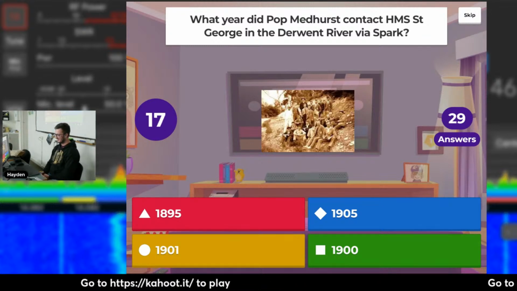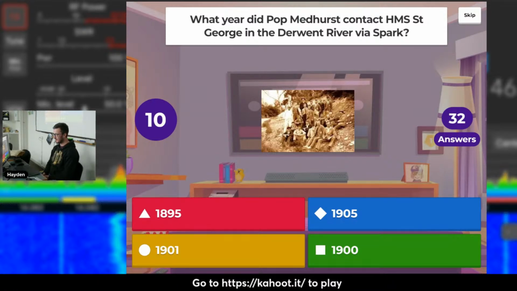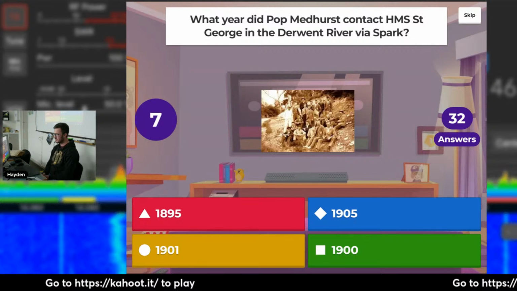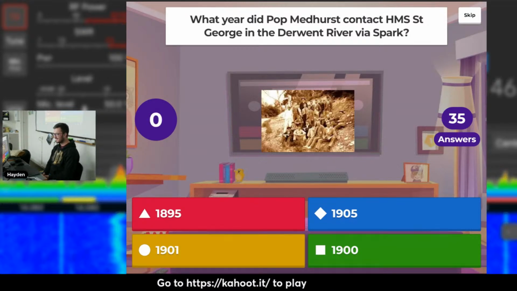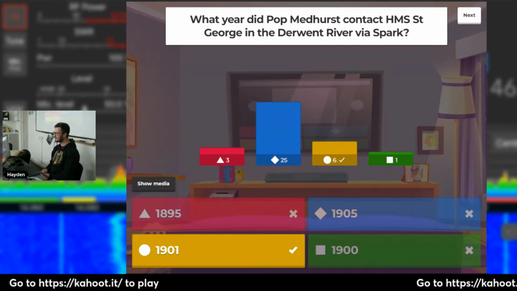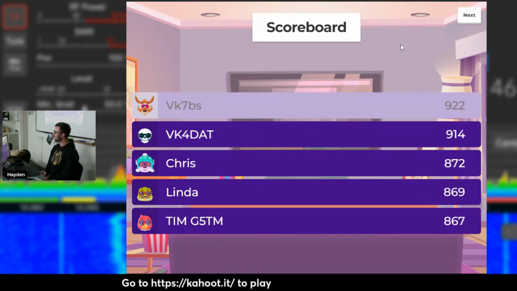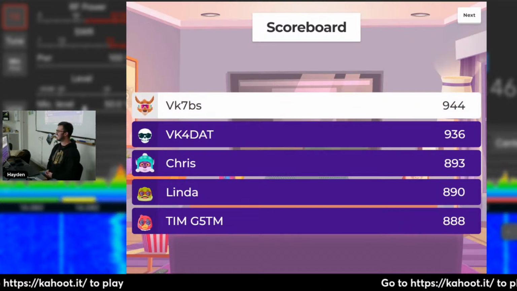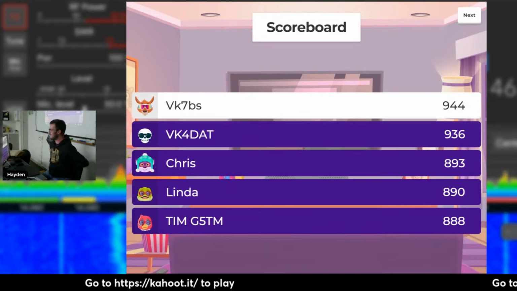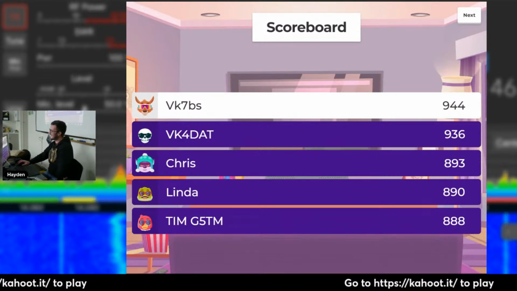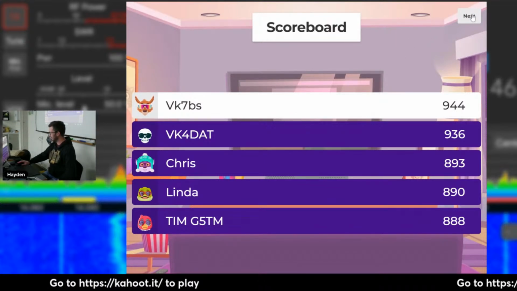Bus trip. That was a while back, and my memory doesn't serve me. What year did Pop Medhurst contact HMS St George in the Derwent River via Spark? There's a few taking their time to try and work it out. The answer is 1901. 6 people got it right. 25 people said 1905. It was for the Federation. Bob, VK7, who said he's listening on the bus. His memory wasn't good enough. VK4 DAT in second, Chris in third, Linda in fourth, and Tim G5TM in fifth place. You just joined. Well done, Tim.